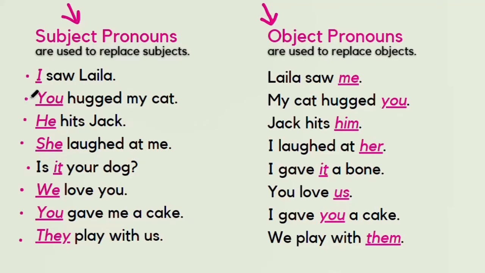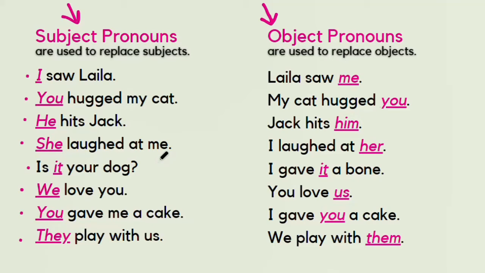For example, I saw Lela. I is the subject. Lela saw me. Me is the object, and me is replacing my name here. You hugged my cat. My cat hugged you. My cat is doing the action and you is the object here. He hits Jack. He is doing the action here, so it's a subject pronoun. Jack hits him. Now Jack is doing the action and him is receiving the action. That's why it's an object pronoun.